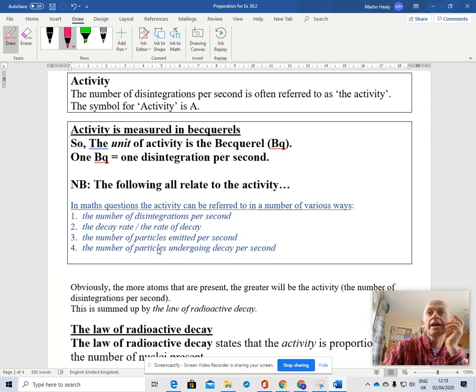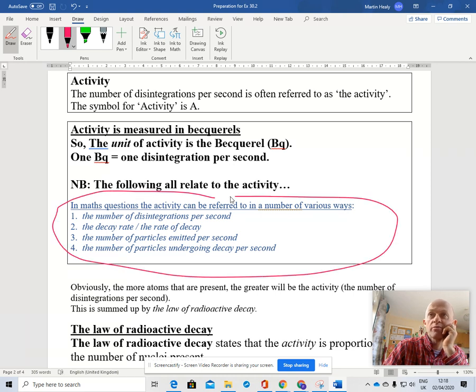Recognizing what is actually A in the question. It can be referred to in a number of ways. It can be referred to simply as the number of disintegrations per second, the decay rate, the number of alpha particles emitted per second, the number of beta particles emitted per second. They all mean A, activity.